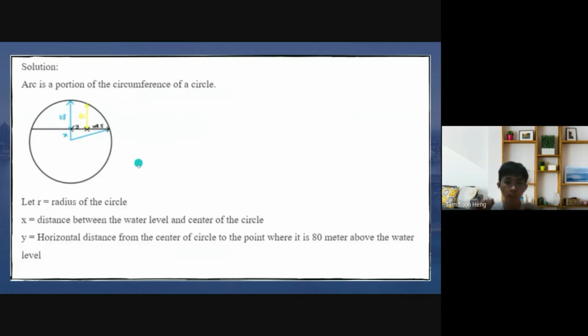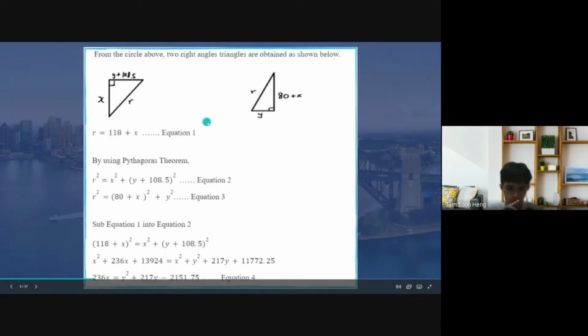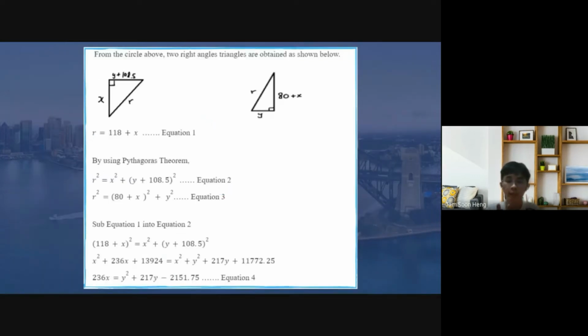So we come to our solution. We will draw a circle to see the arc easily. The arc is a portion of the circumference of the circle. We let r equal the radius of the circle, x equal the distance between the water level and the center of the circle, and y equal the horizontal distance from the center of the circle to the point where it is 80 meters above the water level. So we extract 2 triangles from the circle.